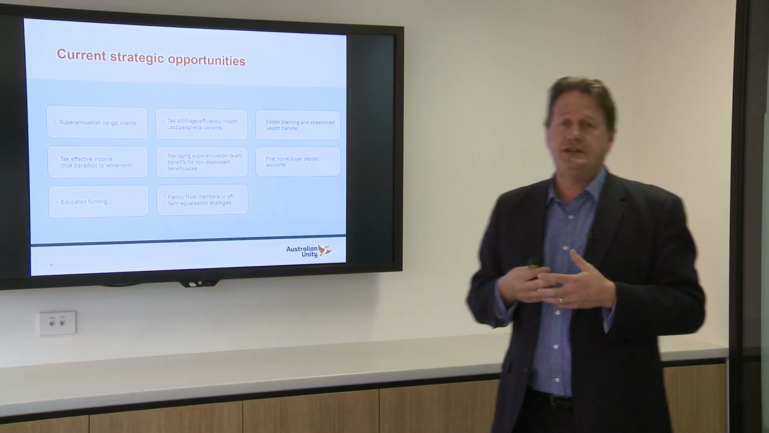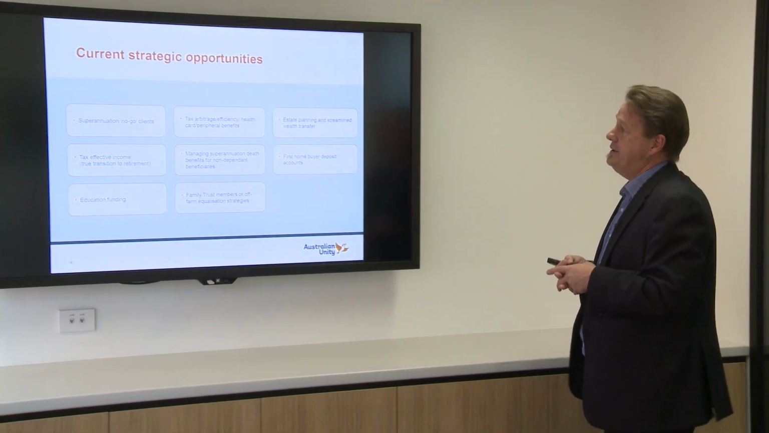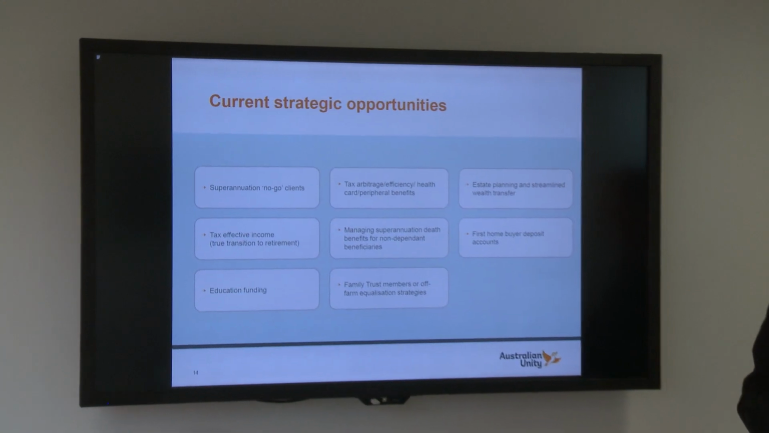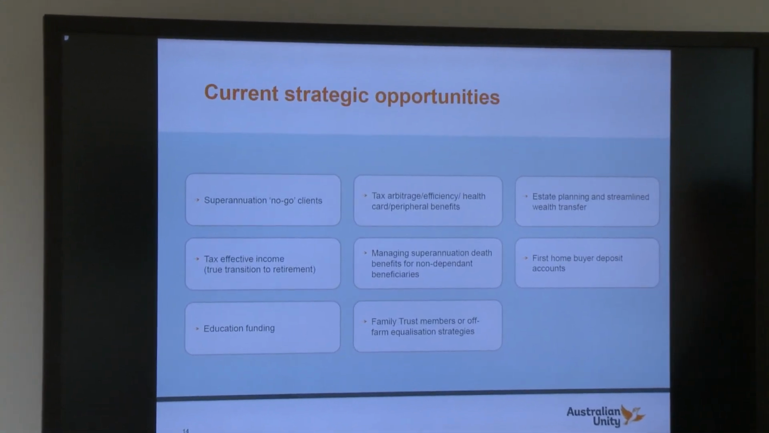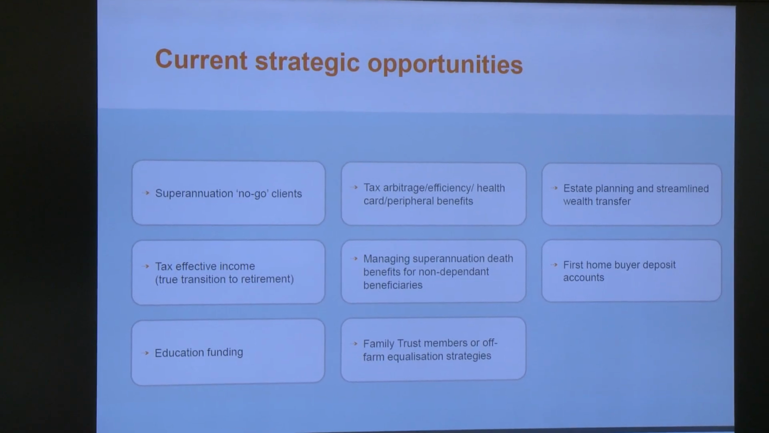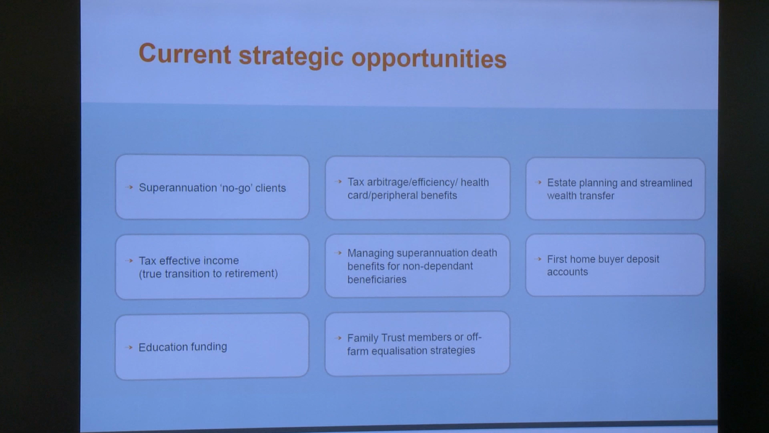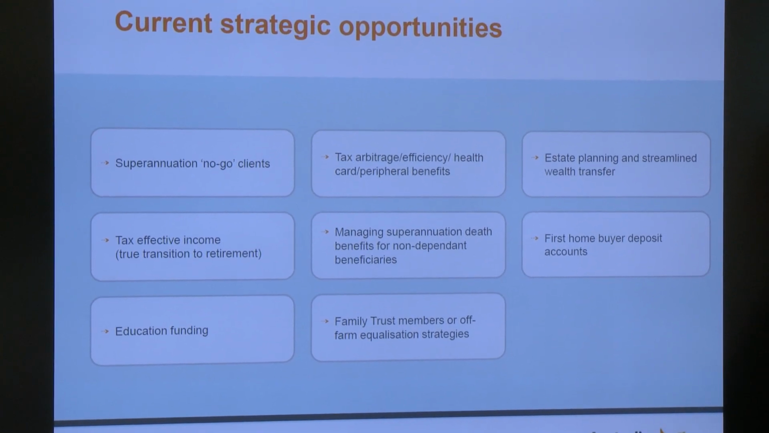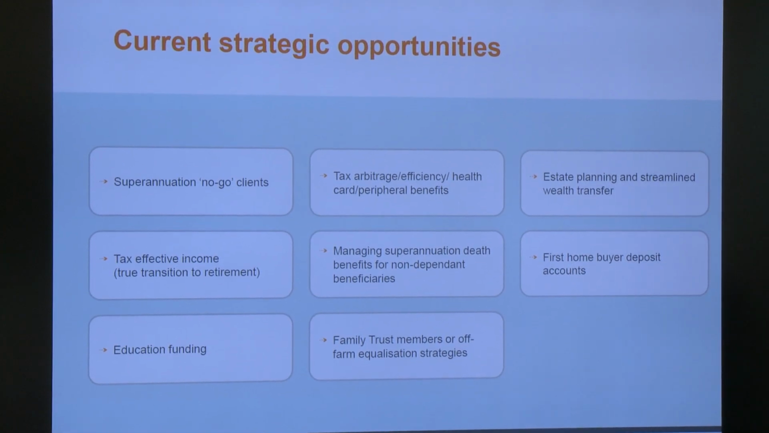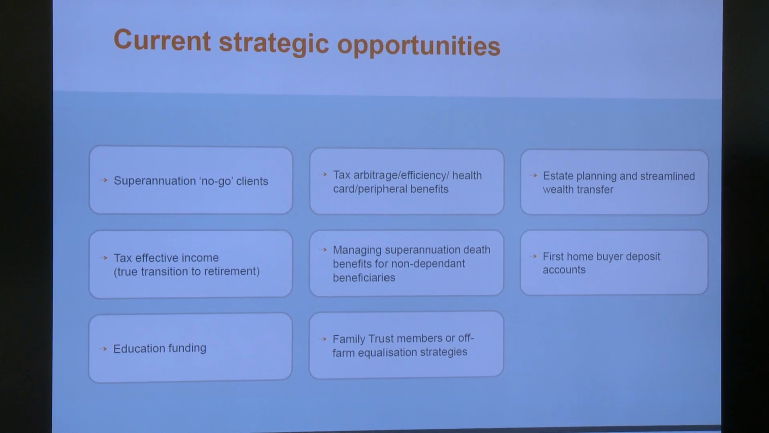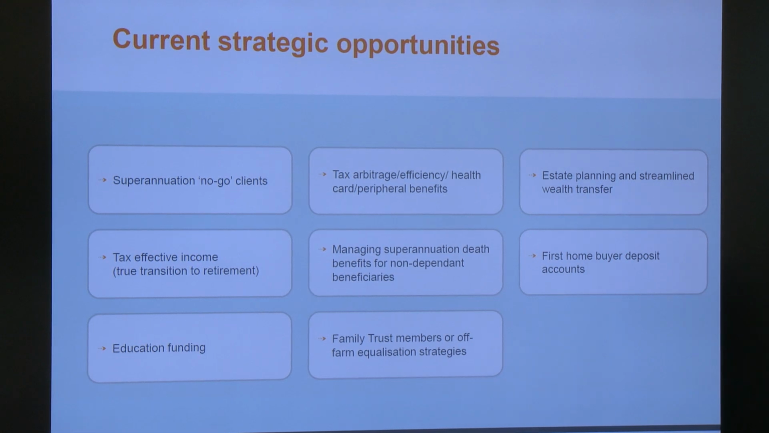So our current strategy opportunities at the moment. So we talk about the super no-go clients: too young, too old, too much. So again, 25-year-old, too old, can't get into super because of the rules, or the too much. So there's been changes to super recently that have impacted on how much you can get into super. The lifetime cap of 1.6 million, the concessional, non-concessional caps. All of these things have made super a little bit more, I suppose, difficult to deal with for some people. So this is where bonds can help you there.